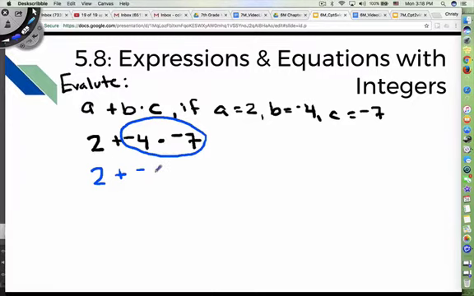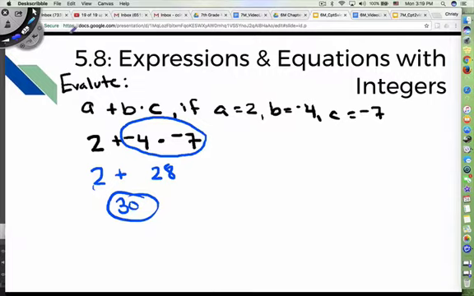We rewrite 2 plus negative 4 times a negative 7 is a negative 28. I'm sorry, not negative 28. A negative times a negative is a positive. Whoa, mistake there. Negative times negative is a positive. That's why we're going methodically. Then what we get to do is add a 2 plus a positive 28, which is just so much more fun. So the answer is 30.